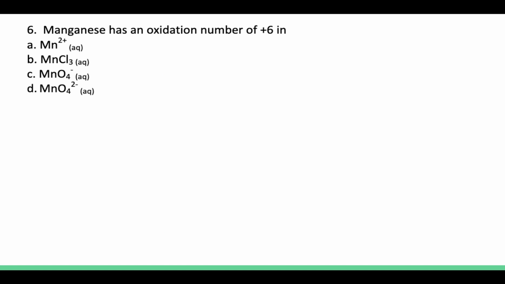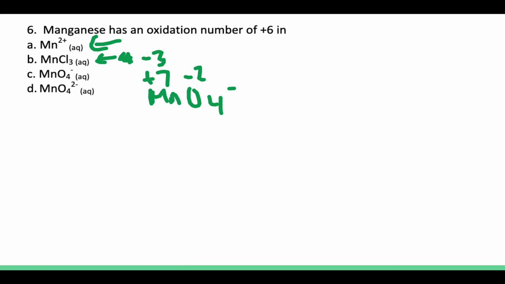Here's a nice, more simple question in terms of oxidation numbers. This one's asking our oxidation number for manganese. It says, which one would it be +6? So not this first one, because that would be +2. In the second one, it would be -3. In this third one, MnO4 negative, this would be -2, so manganese would be +7. And then in that last one, we would have -2 times 4, so -8, so it would have to be +6. So this last one was just D.